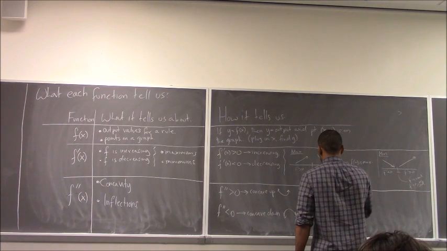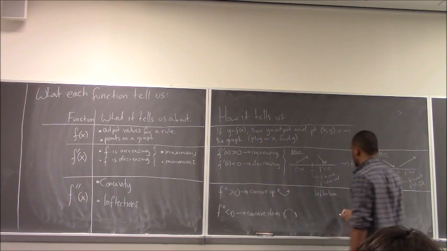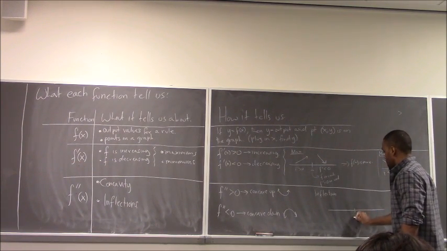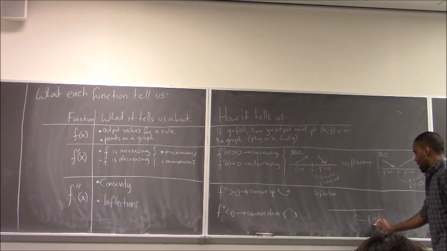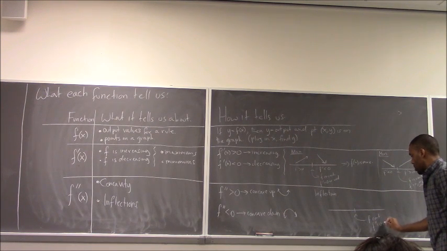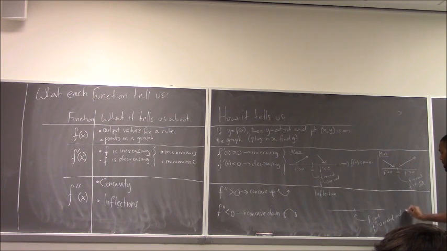And inflection is where concavity changes. So here's a. If our function is continuous and the second derivative is 0 or undefined and changes sign on either side, then f of a is an inflection point.